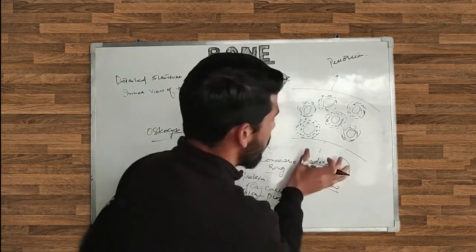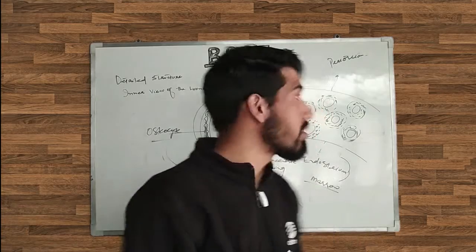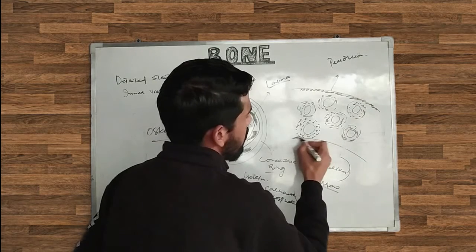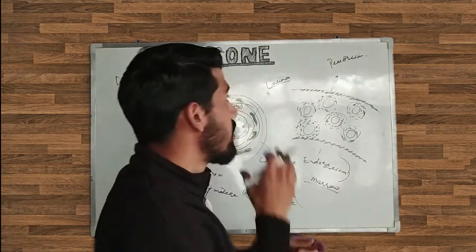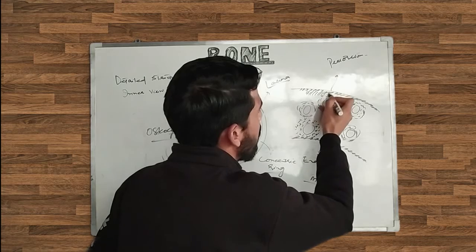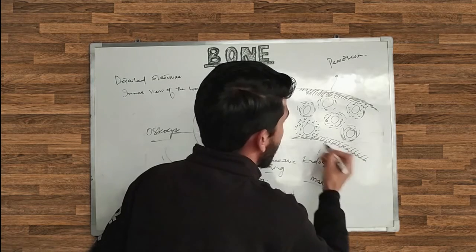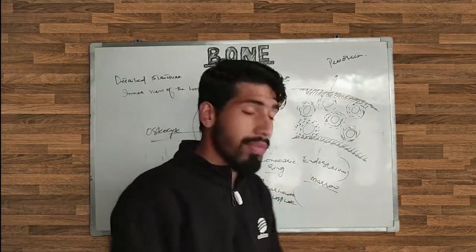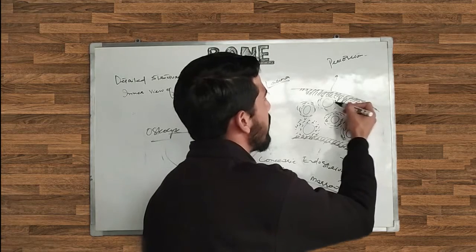So there are these concentric rings around the Haversian canals. In this part of the bone, the endosteum layer and the periosteum layer, there are some special cells, these are called stem cells. These stem cells produce osteoblasts, and the osteoblast releases the hardy material of the bone, that is the matrix.